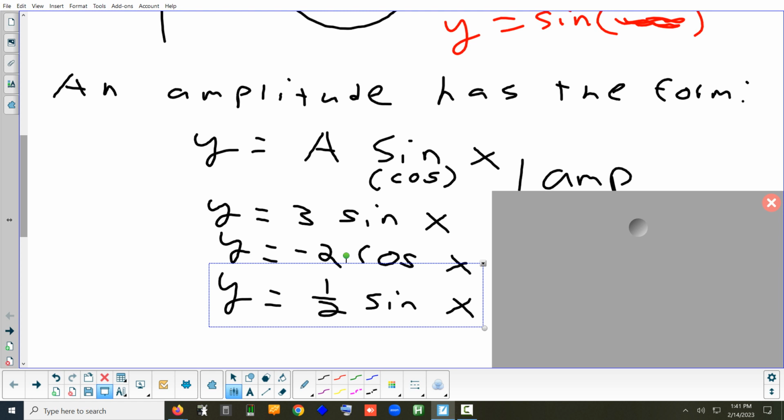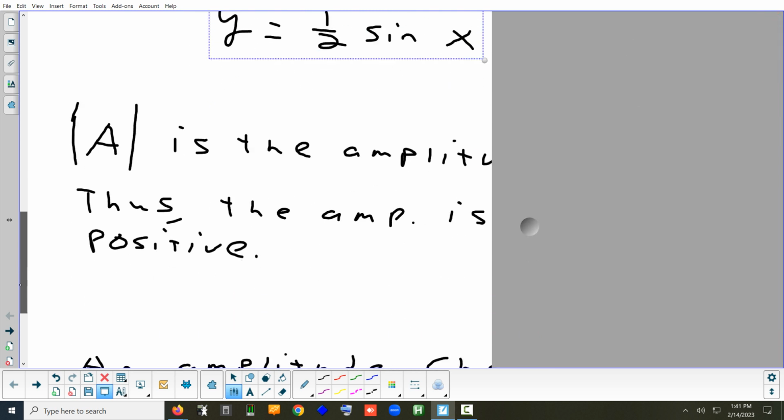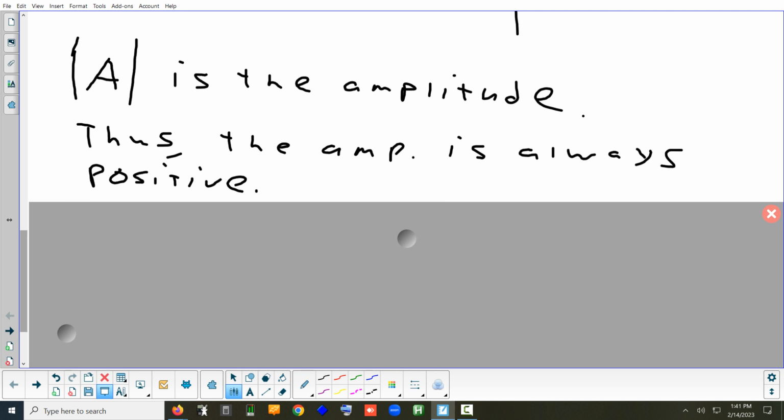Here's how you figure out the amplitude without even making a sketch. The amplitude is the absolute value of A. A was the number that I had in front. Okay, so it's the absolute value of the number that's in front. Because it's absolute value, I already said that to you, the amplitude is always positive.